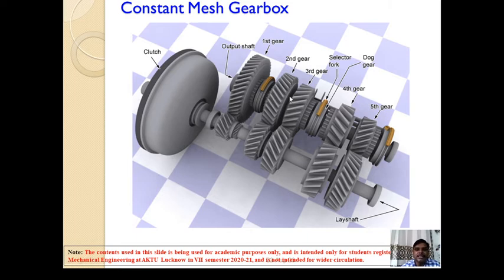When we slide the same dog gear to the right side, what will happen? This dog gear will be engaged with the second gear. So the speed of the second gear will be transmitted to the dog gear, and the dog gear is coupled with the output shaft. The same speed will be transmitted to the output shaft, and hence we can say that second gear is obtained. The speed of the second gear is being attained.